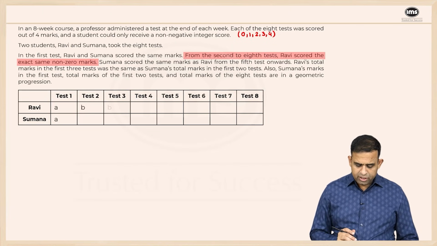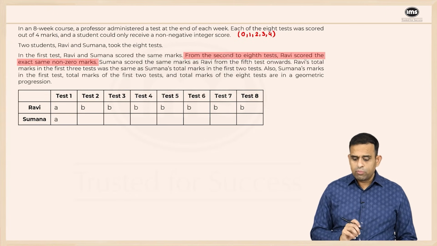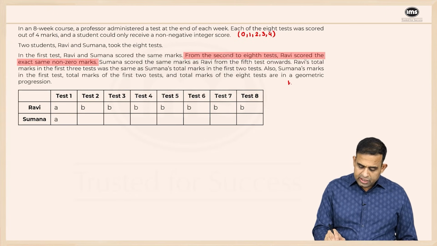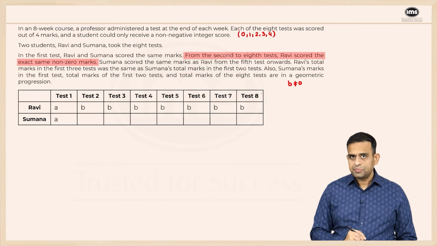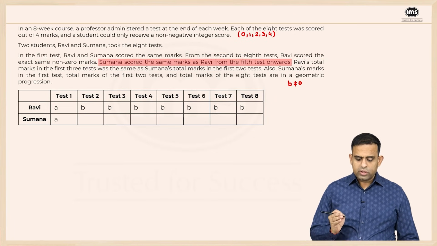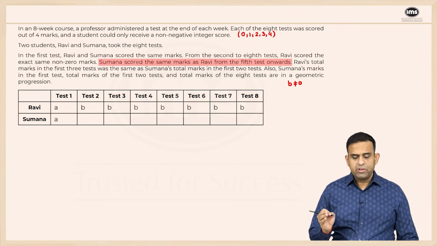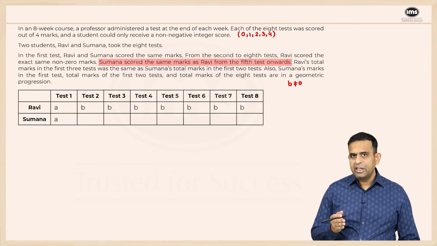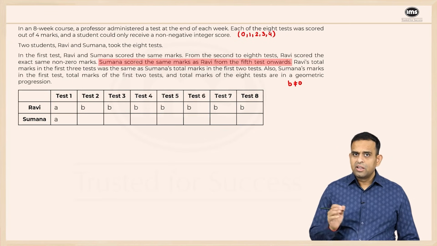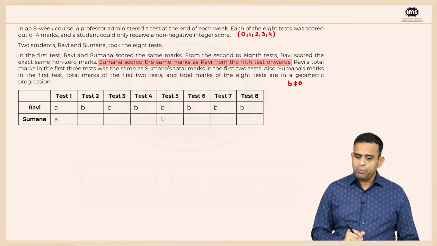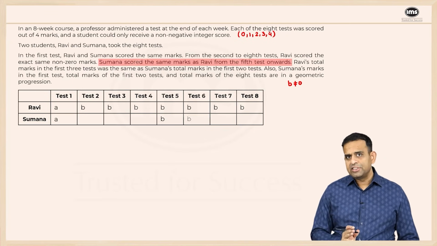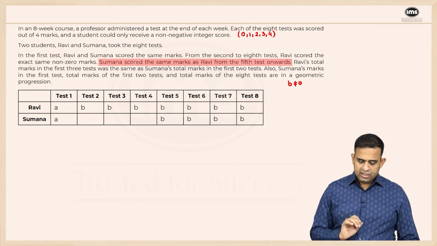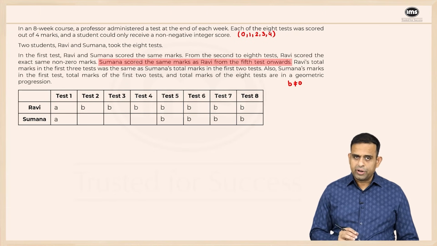Let's take some variable b over here. But they have told something about b, it's a non-zero mark. What does that mean? b is not equal to 0 is the condition. Then they told Sumana scored the same marks as Ravi from the 5th test onward. Now since Ravi has scored, let's say, b marks in test 5, 6, 7, 8, the marks of Sumana are also going to be, let's say, b in test 5, test 6, test 7 and test 8. That much we are able to say at the moment.